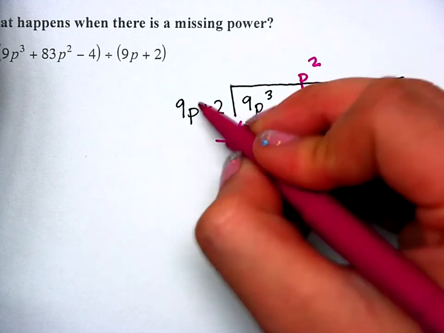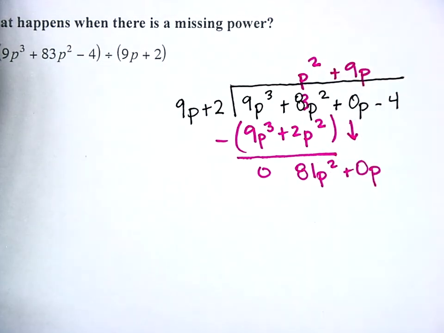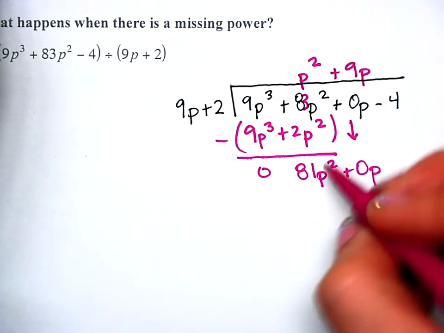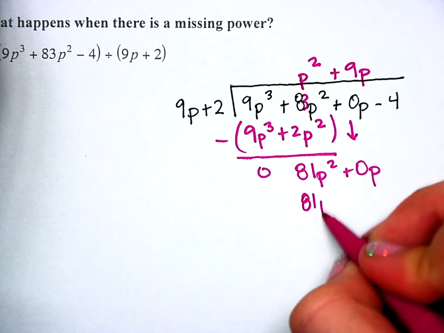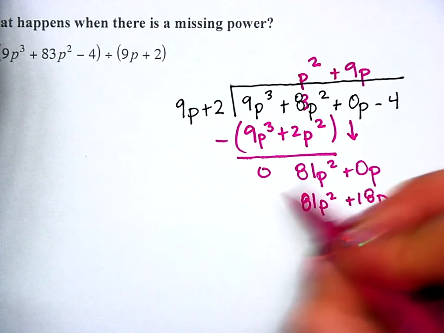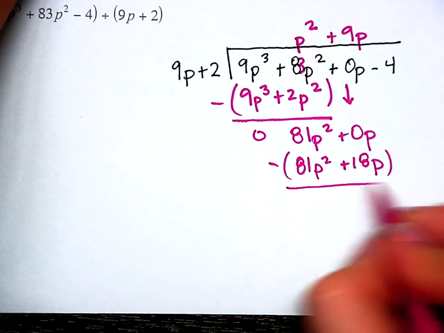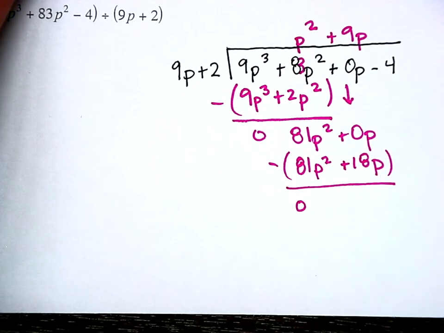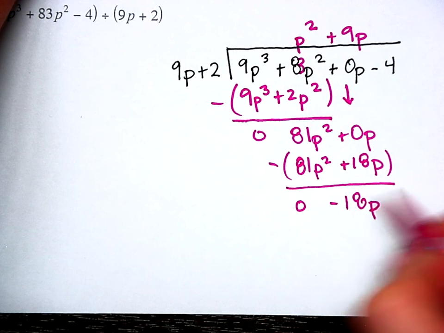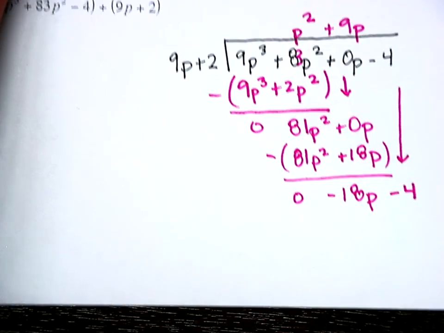All right, so next up, repeat. Take this term, divide by this one. That gives me 9p. Multiply by both. So this is 81p squared. And this is 18p. Subtract, don't forget your parentheses. I get 0, and then I get negative 18p. Bring down and repeat. Last round.